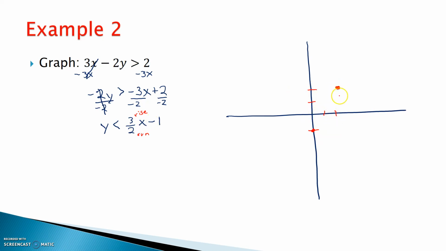Okay. Now, solid or dotted line? Well, again, I'm not equal to it, so I cannot stand on there. It's going to be a dotted line that's running through here. All right, it's a little hard to do it on the computer, but there we go.